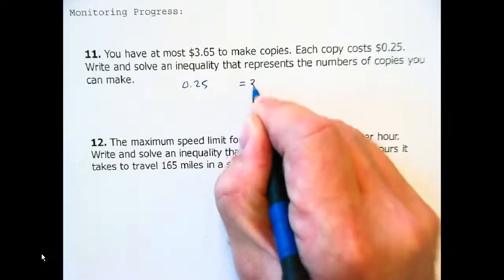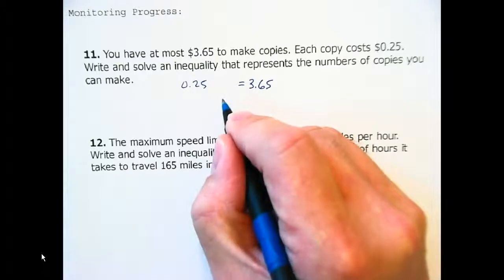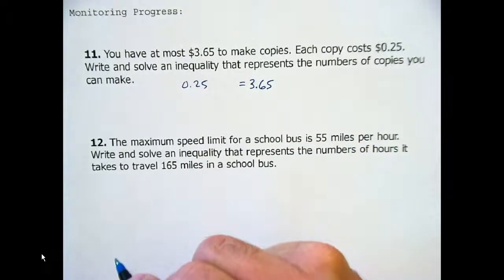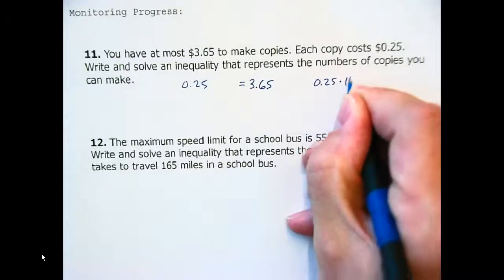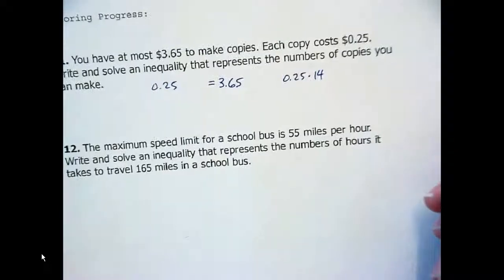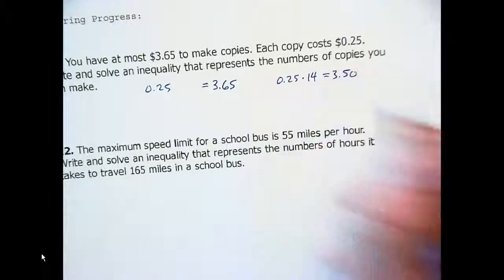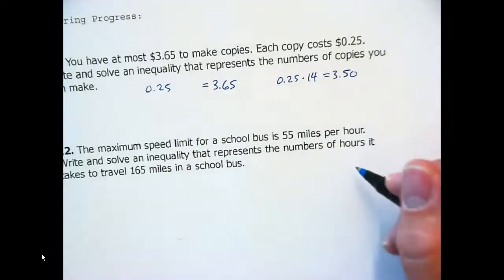Okay, so you got 365 like that. You put 14 right here? You didn't do it that way? So how'd you do it? Times 14 and got $3.50? Okay. So you can't go more, you can do another one because it costs you another quarter.